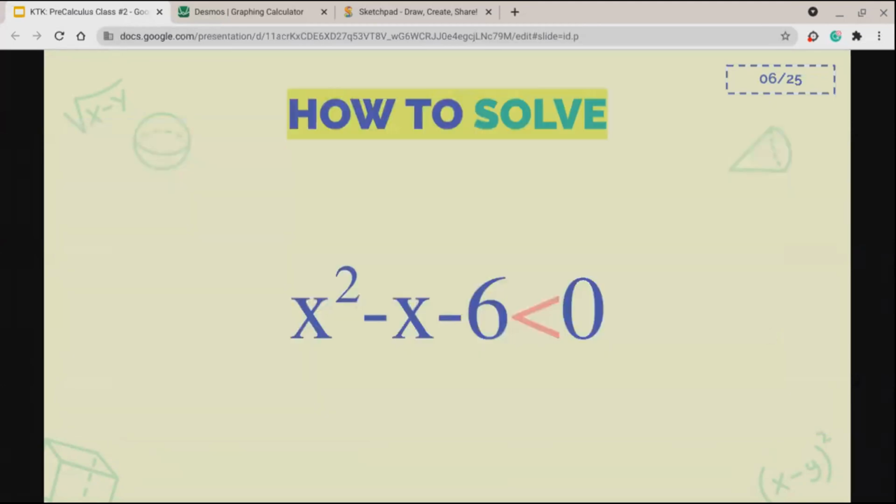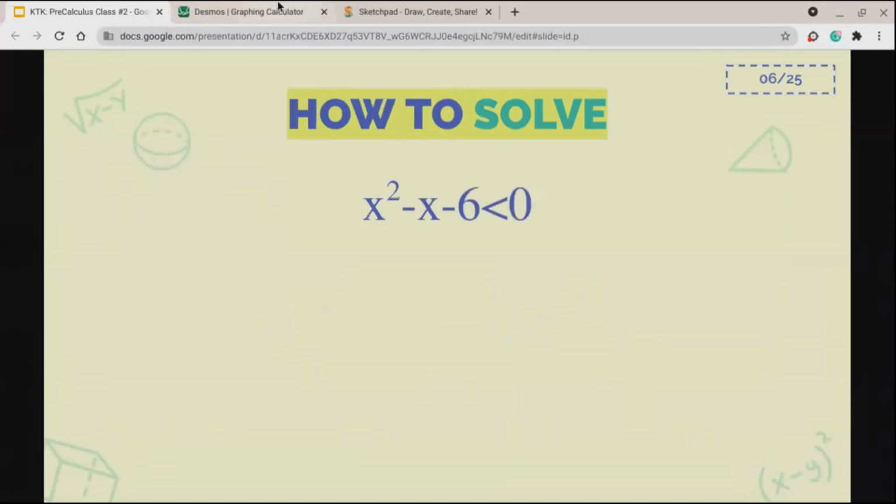Now we're going to go over how to solve this: x squared minus x minus 6 is less than 0. How to solve this nonlinear inequality. I'm going to stop sharing for a second so I can switch tabs and we can go over to our sketch pad over here.